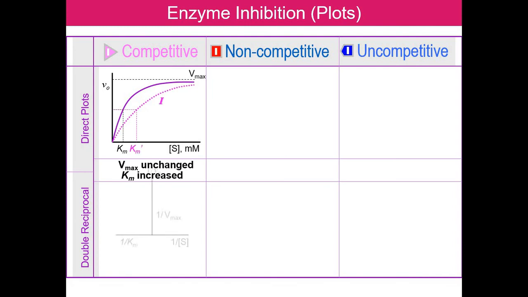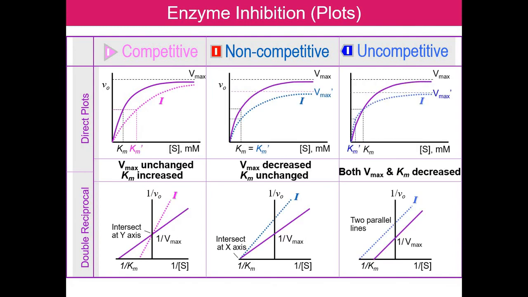So these are the plots. I will upload the PPT that I have used during this discussion so that you can review. Okay, so here for competitive inhibition, Vmax is unchanged, Km is increased. For non-competitive, the Vmax is decreased, the Km is unchanged. But for uncompetitive, both Vmax and Km are decreased.